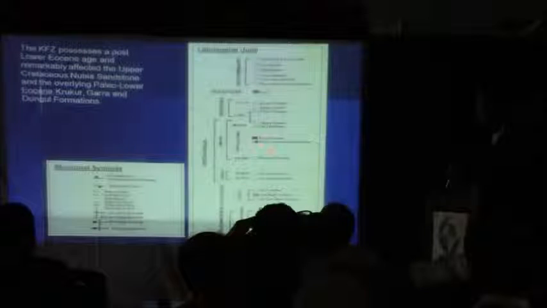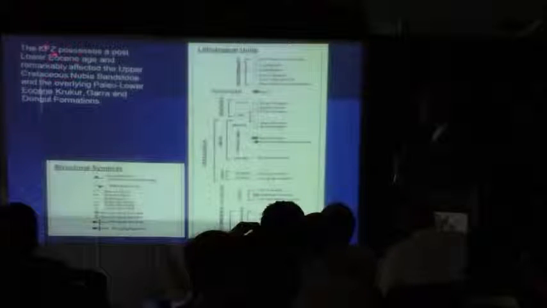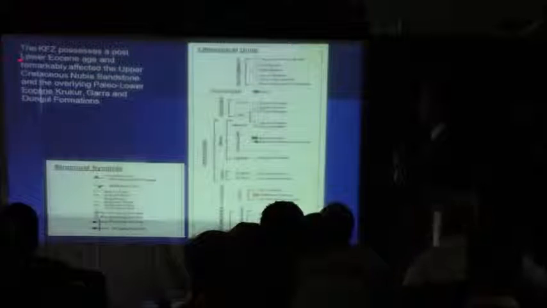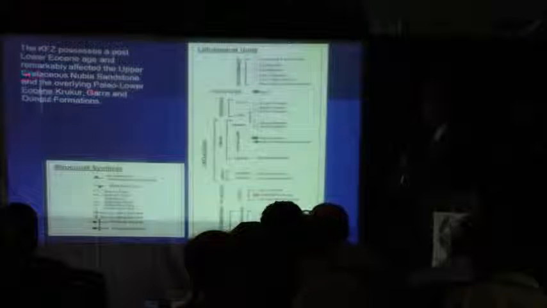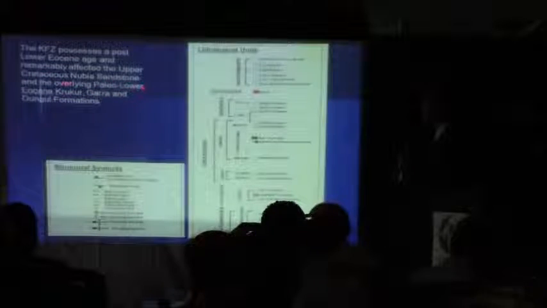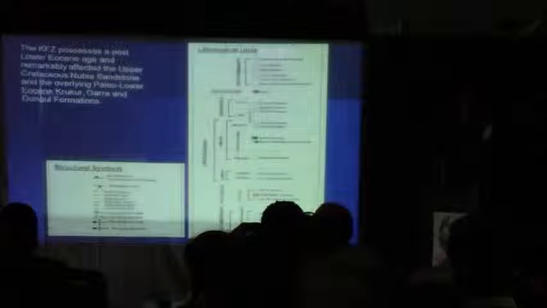And here we can see also the kaolin of Kalabsha, called Kalabsha Kaolinite, in the Tariq sandstone member, and the Nubia Formation, then the Dawi Formation and Dakhla Formation, and the Tertiary rocks represented here by Korkor, Gara, and Dongal formations. And importantly, the Kalabsha fault zone possesses a post-lower Eocene age, where it remarkably affected the Upper Cretaceous Nubia sandstone and the overlying lower Eocene Korkor, Gara, and Dongal formations.